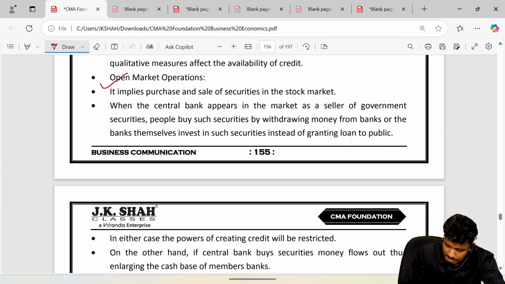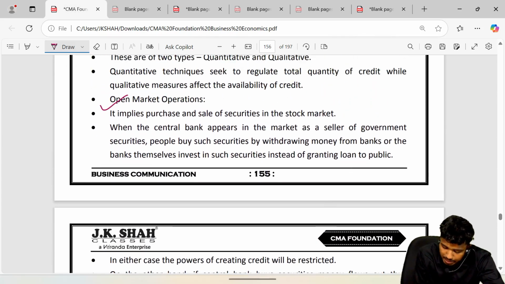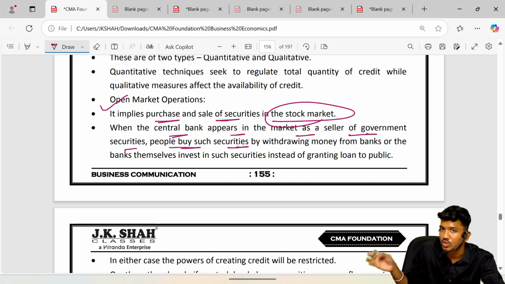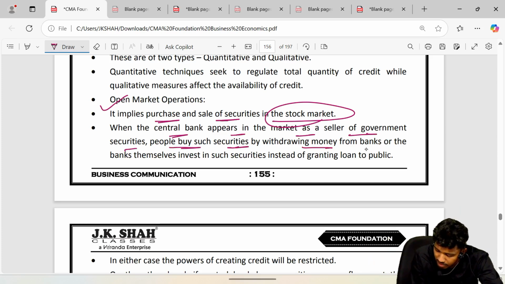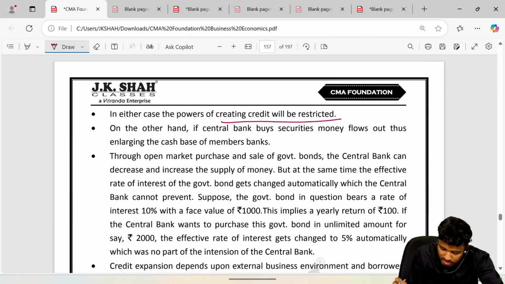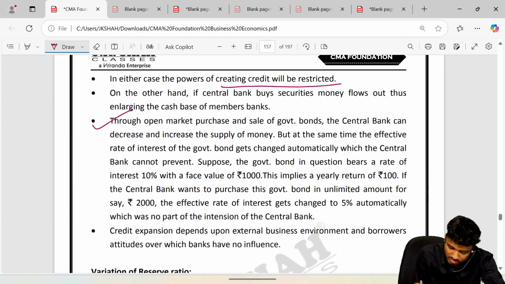See, it implies purchase and sale of securities in the stock market when the central bank appears in the market as a seller of government securities. People buy securities. If people buy securities, their money will go, so money is withdrawn from the banks, or the banks themselves invest in such securities, so their money goes that way. Yeah, okay, the power of creating credit will be restricted. So that was open market operation.